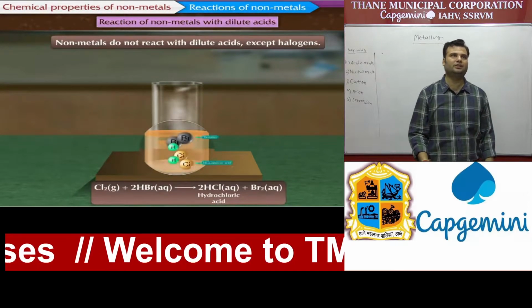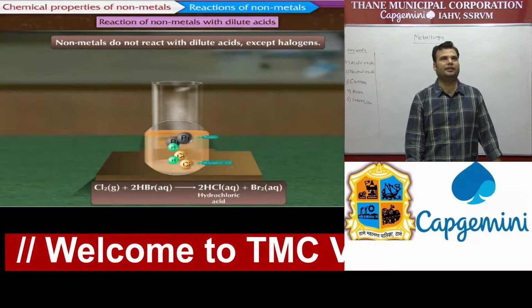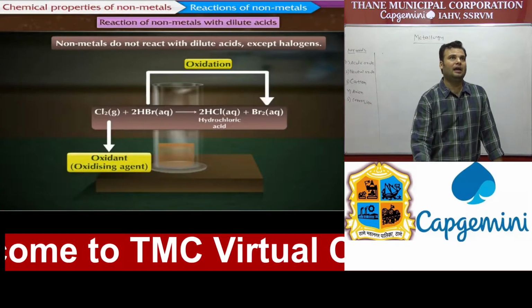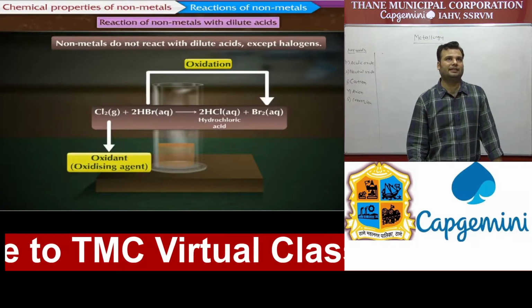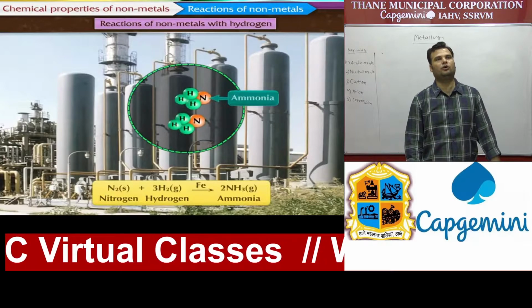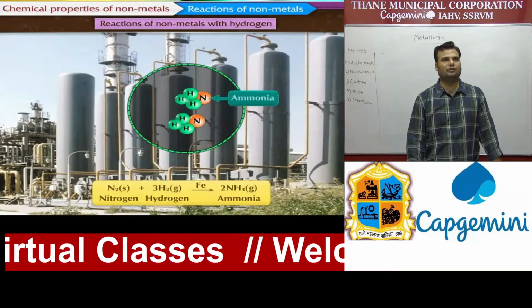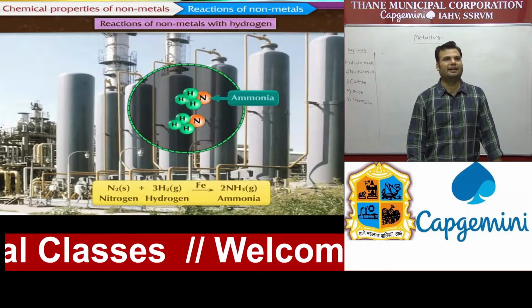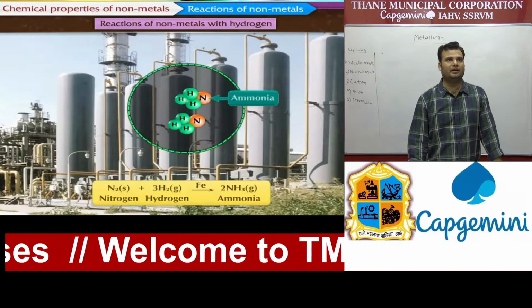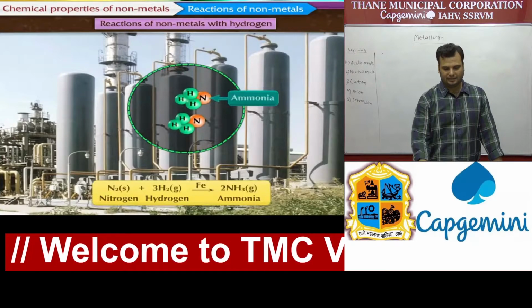You can see in the given slide, non-metals do not react with dilute acid except halogens. We already performed this reaction. And I told you already, when nitrogen reacts with hydrogen they form ammonia, and they require a catalyst, that is iron, Fe, and high temperature and pressure are required, and it is given by the scientist Haber.